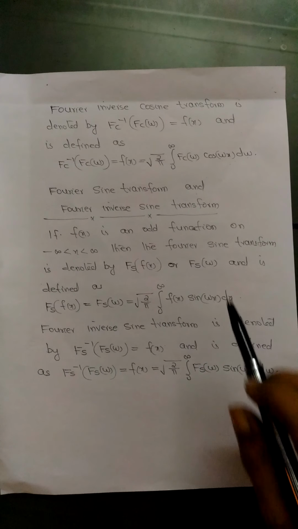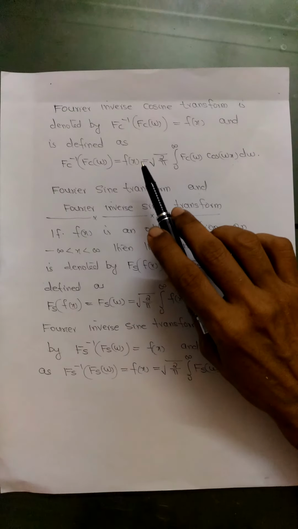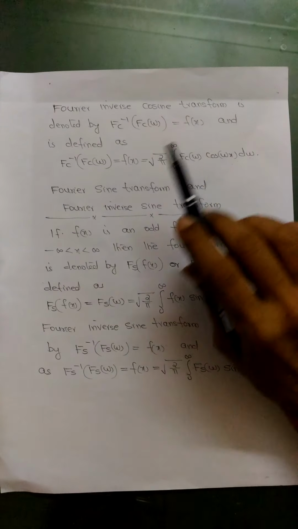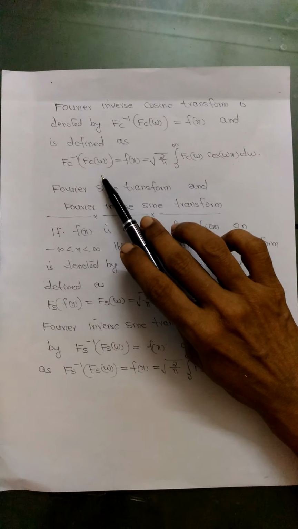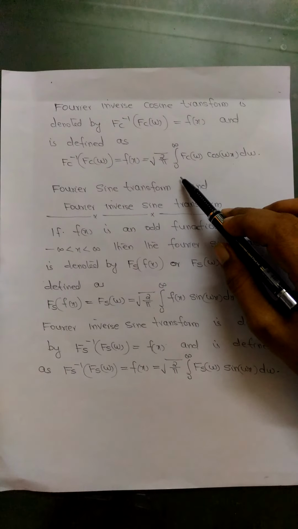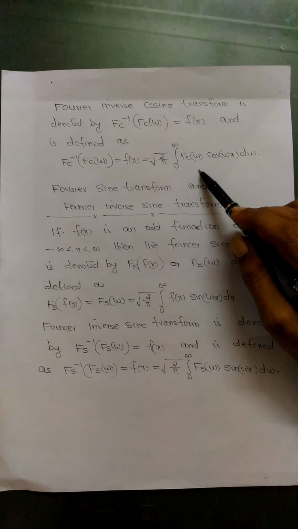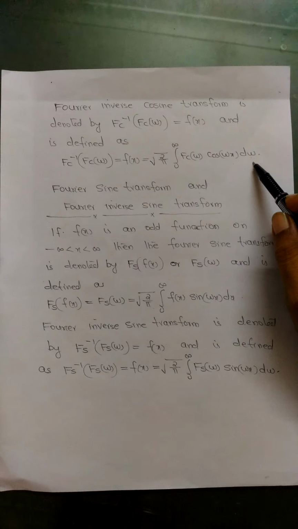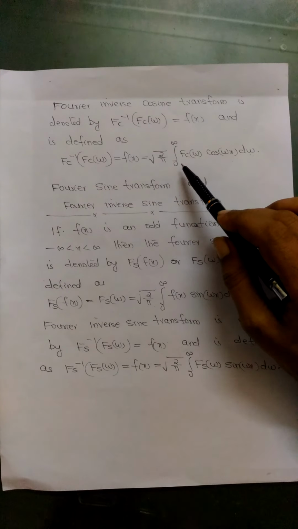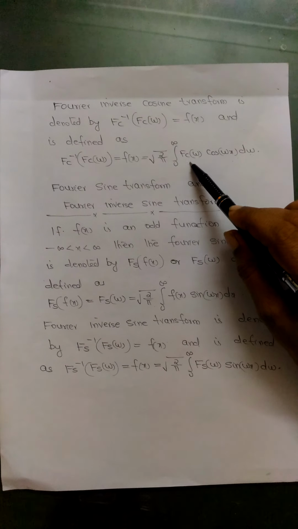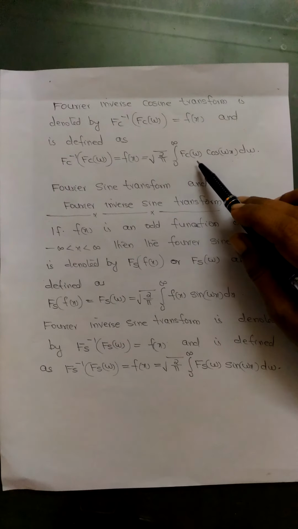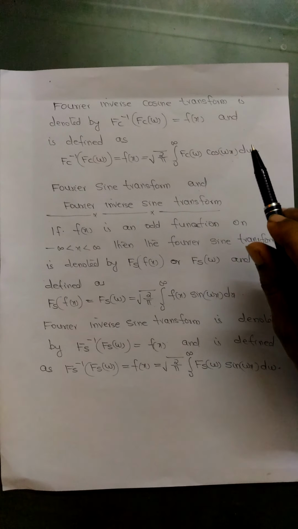And Fourier's inverse cosine transform is denoted as fc inverse fc omega or f of x, which is defined as fc inverse fc omega equal to f of x equals root of 2 by pi integral 0 to infinity fc omega into cos omega x d omega. Integration is with respect to omega.